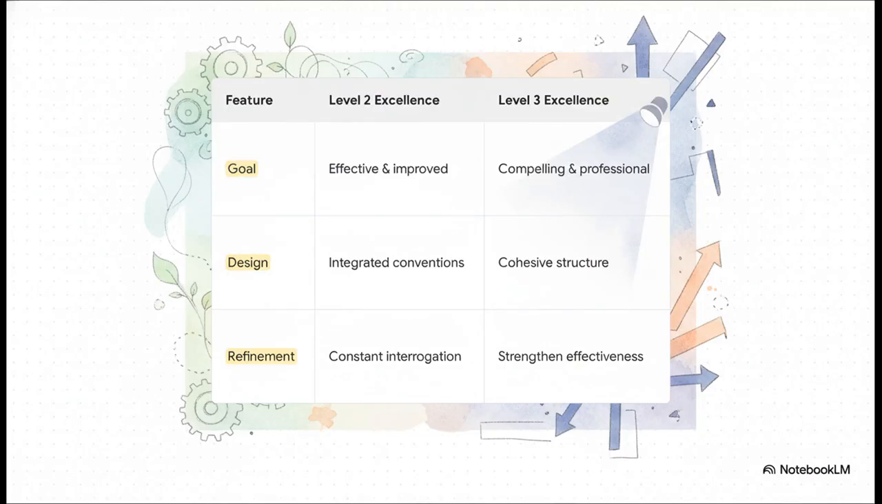As you can see, at level 2, the goal for excellence is an effective plan. But at level 3, the bar gets raised. The goal becomes a compelling and professional plan with a structure that actually commands attention. The expectation for polish and pure impact is just way higher.